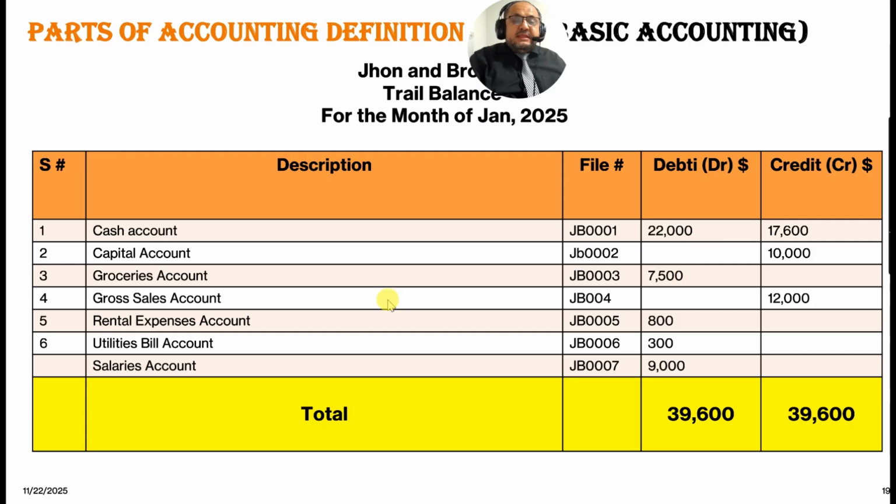Here, see, groceries account was debited 7,500. We wrote in here 7,500, but in credit we deducted 7,500 from the 7,500 balance. That's why here is 0. We have no amount in the credit column of the groceries ledger account.